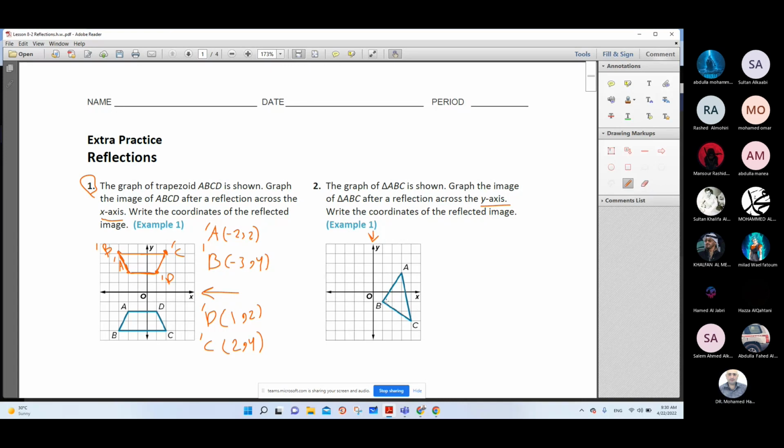So this is A. Count the distance between A and the y-axis. We have 1, 2, 3. So continue 3 units. 1, 2, 3. So this is A prime. And here, from B to the y-axis, we have 1, continue 1, this is B prime. And here we have 1, 2, 3, 4, so 1, 2, 3, 4, this is here C prime.